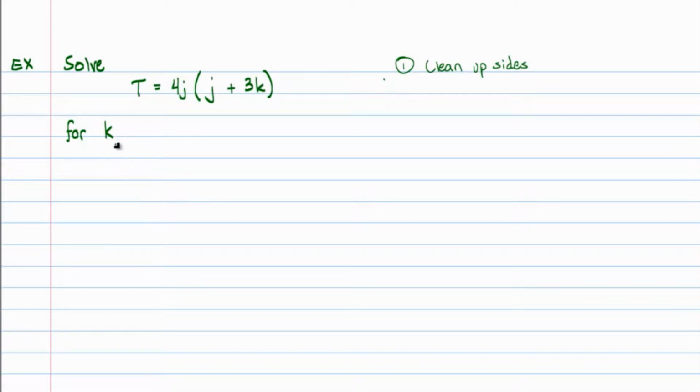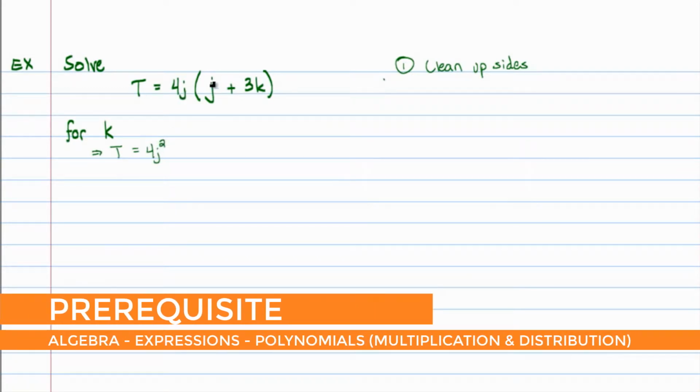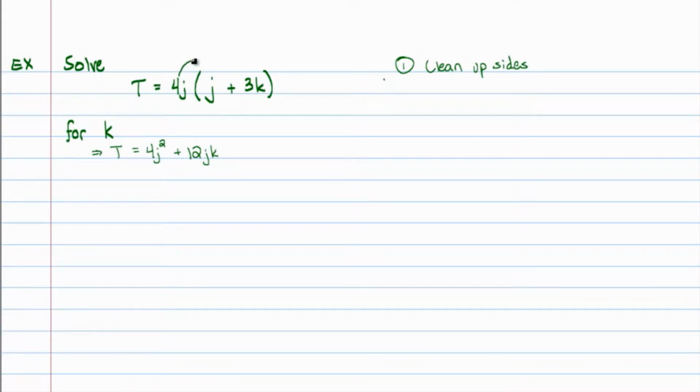So I'm first going to clean up each side. So this implies that t is equal to 4j squared, right? J times j is j squared, plus 12jk, because that's just me distributing across the parentheses. And the second step is to isolate the variables, or in other words, if you have several different versions of k, get them all on the same side. Well, we really only have one version of k. It's this one right here, and it's already by itself on a side. So now we can start untying. If we only have one version of k, we can immediately start to untie.